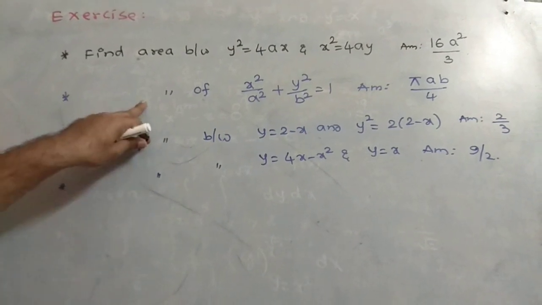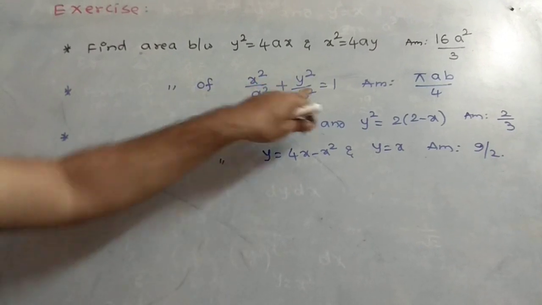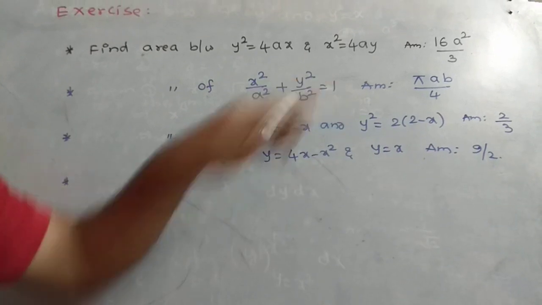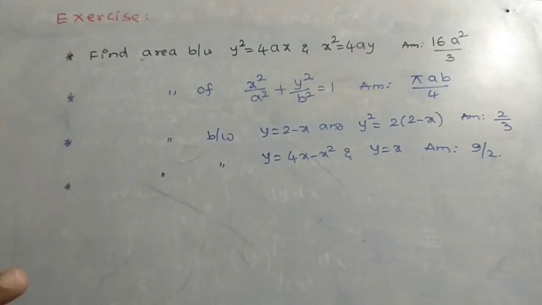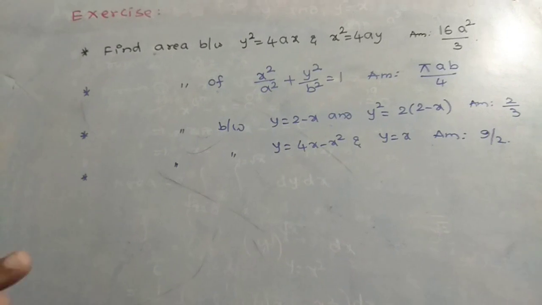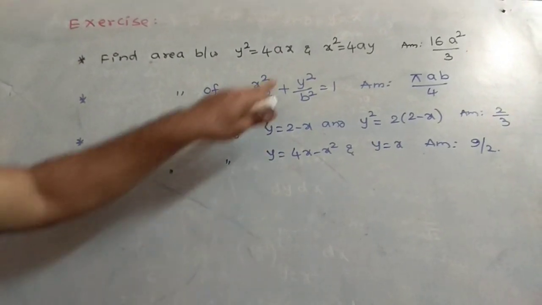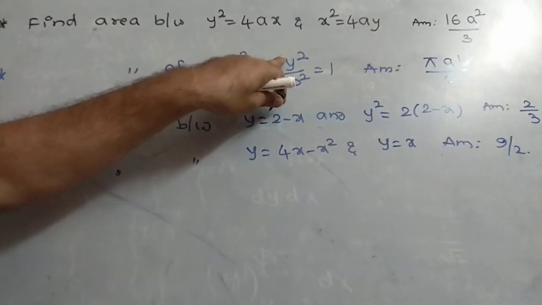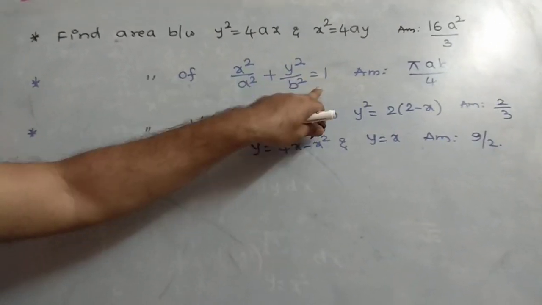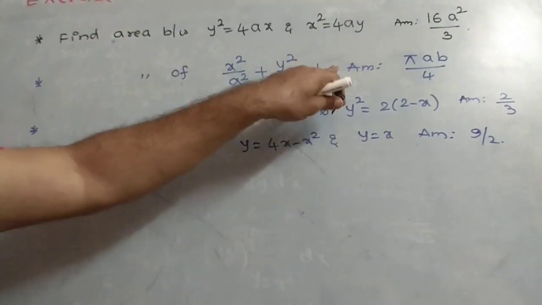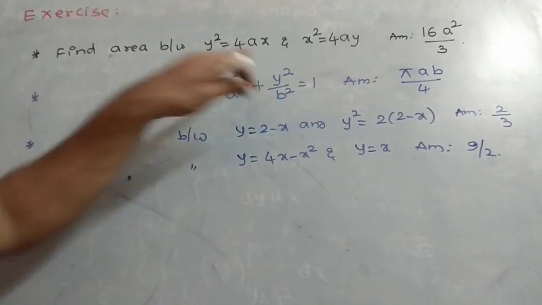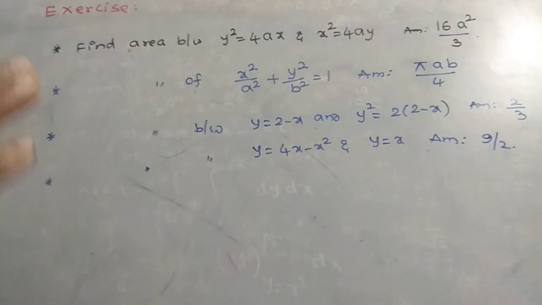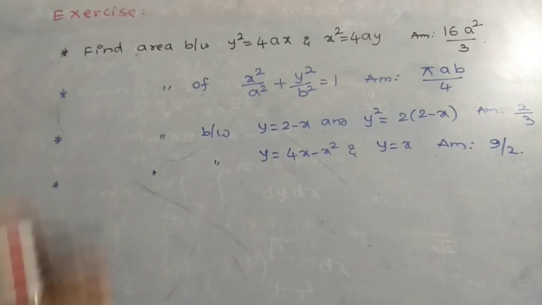And coming to the second problem, find the area. Instead of giving two equations, they have given only x square by a square plus y square by b square equal to 1. Since only one equation is given, to get x and y limits, from your equation you write down only y square value. Y square equal to b square into 1 minus x square by a square. From that you substitute y equal to 0. You will get x values. The x value is x equal to a. That means x limits are 0 to a.